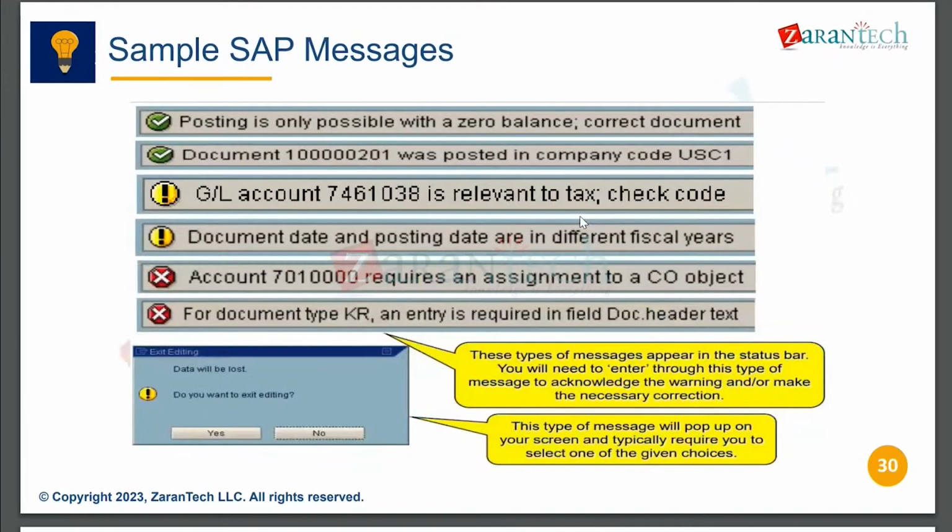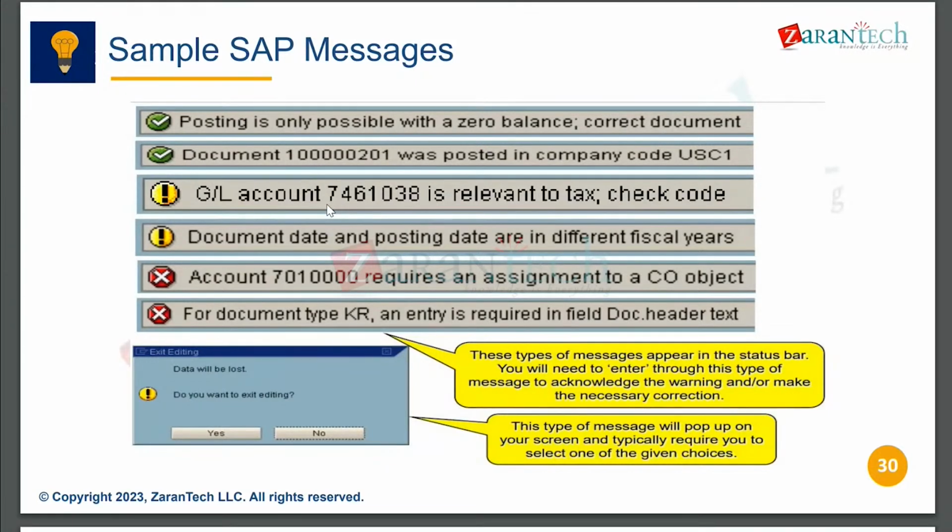Okay, so these are some examples. If it is a success message, it will come in green color. It will give the document number, or inspection lot number created, or a GR number posted, like that. A warning message is just information.